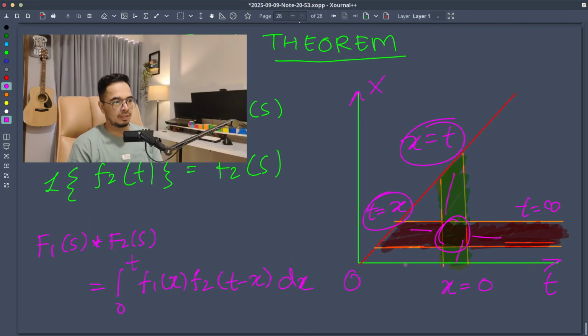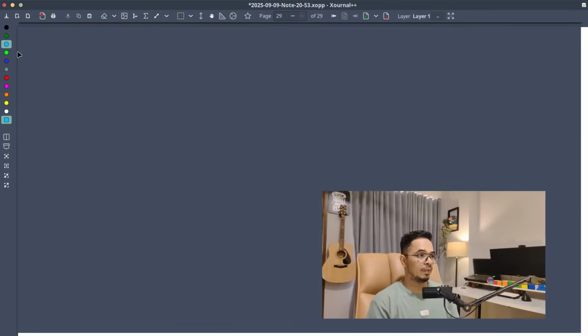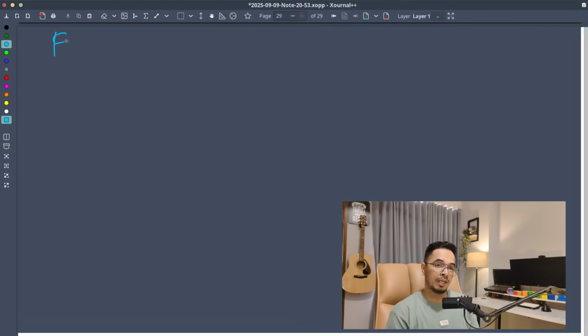In terms of mathematics, this is how we write it: the multiplication of the convolutions, and then in the integration, the overlapping of the area. So yeah, overlapping of the area.